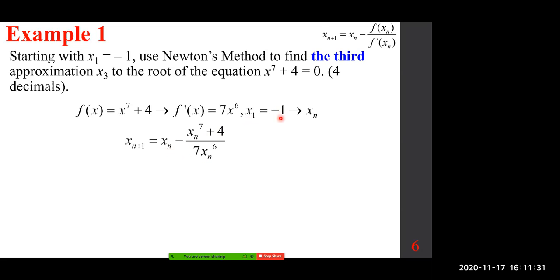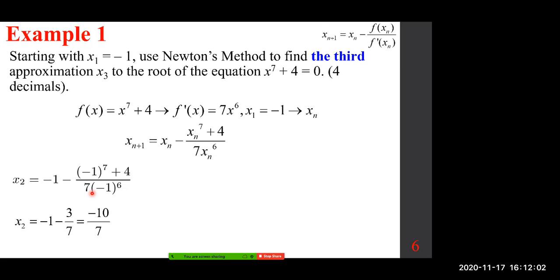All right, what is x sub 1? -1, so let's plug it in. -1 here minus (-1 to the power of 7 plus 4) over 7 times (-1) to the power of 6. So obviously this becomes -1 with 4 becomes +3. This becomes +1 times 7 is 7. So we have the following: -1 minus 3/7, and we get -10 over 7.